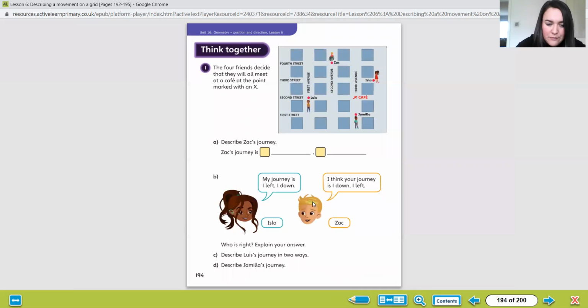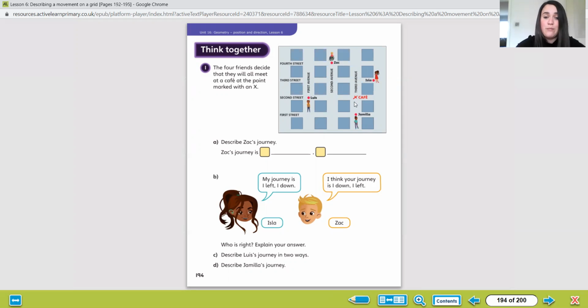Let's have a quick look at this bottom one then here. Now, Isla has taken her journey as 1 left, 1 down. So here is Isla, and she thinks she's going to go 1 left, 1 down. Now, Zach thinks her journey is 1 down, 1 left. Who is right? This, again, is very, very similar to that Discover question.